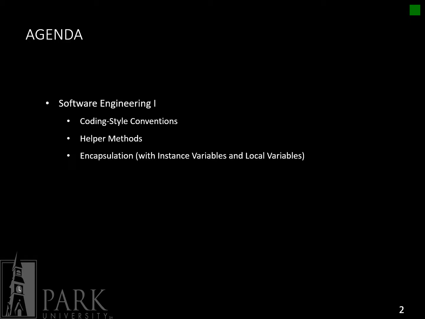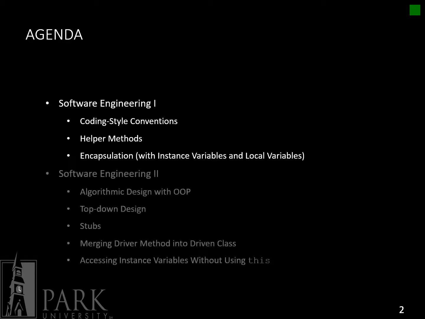But we're going to go over those again and talk about some ways to improve the flow of your code. We're also going to talk about helper methods and how you can use those to help clean up your code as well. And we'll finally close with talking about encapsulation and using instance variables and local variables.